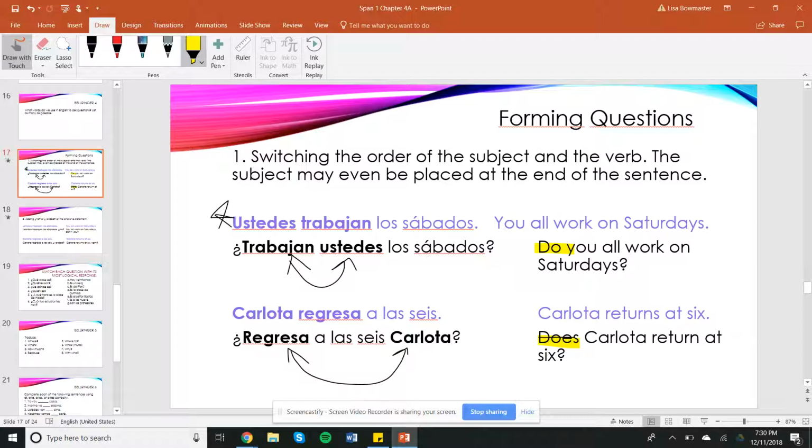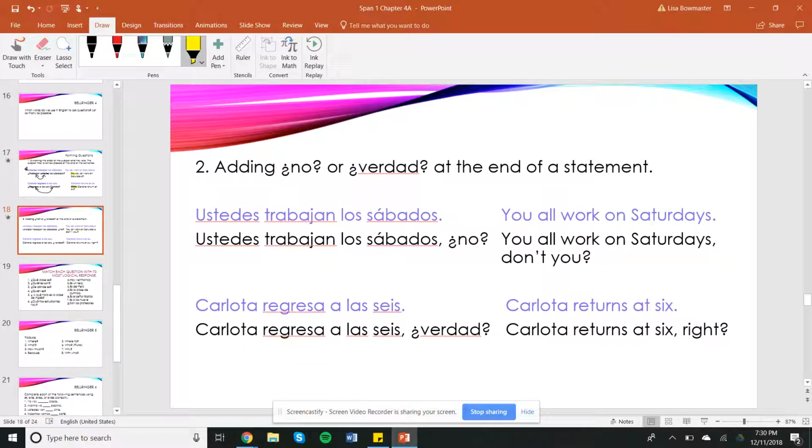This is what most native speakers will do, but another way that's pretty commonly used is by adding no or verdad at the end of the statement. So again, in purple, here's our statement. Ustedes trabajan los sábados. Same one as before. You all work on Saturdays. When I go to write the question, I have all the same word order. Ustedes trabajan los sábados. But all I did was put what at the end? No. It's like saying, right? Don't you? No? So, you all work on Saturdays. Don't you? That no is the don't you.